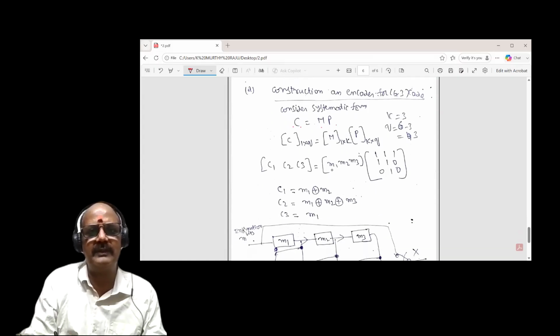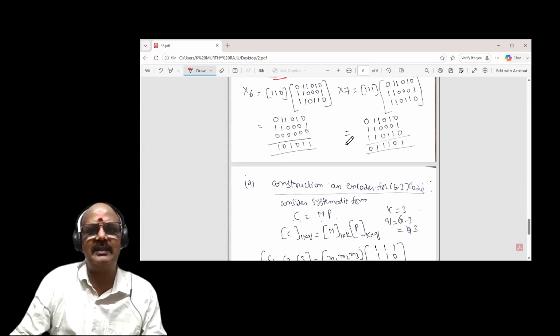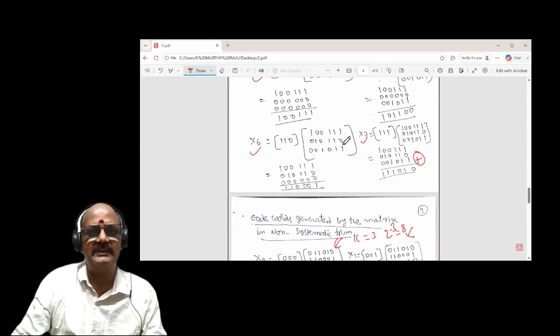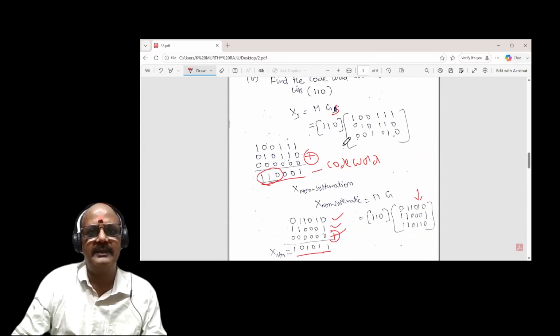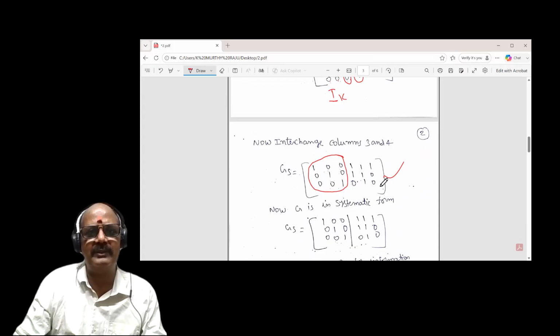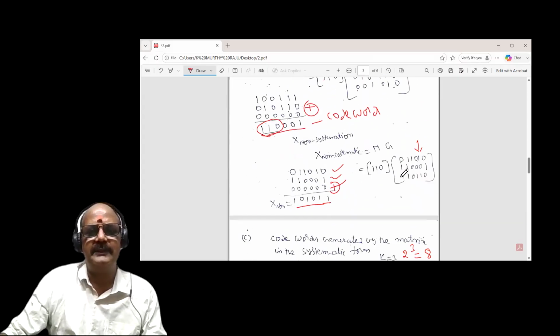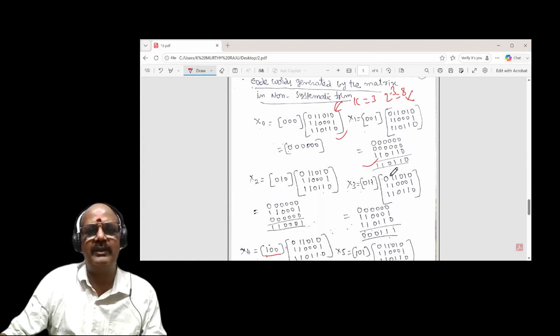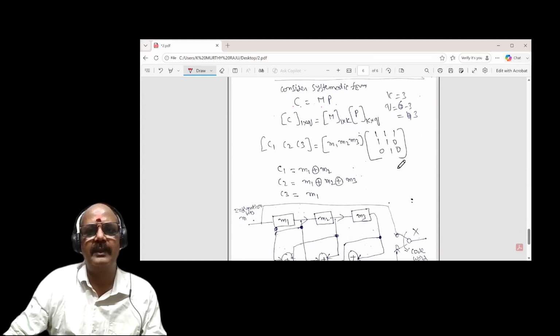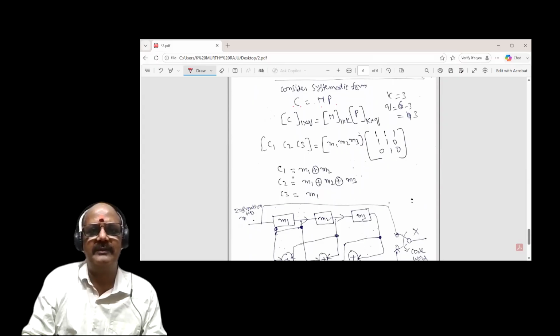Here we have C1, C2, C3 and M1, M2, M3. The P submatrix is obtained from the systematic form of the generator matrix: 1 1 1, 1 1 0, 0 1 0. C1 is equal to M1 exclusive OR M2, exclusive OR M3 multiplied with 0, that is 0. C2 is M1 exclusive OR M2 exclusive OR M3. C3 is M3.